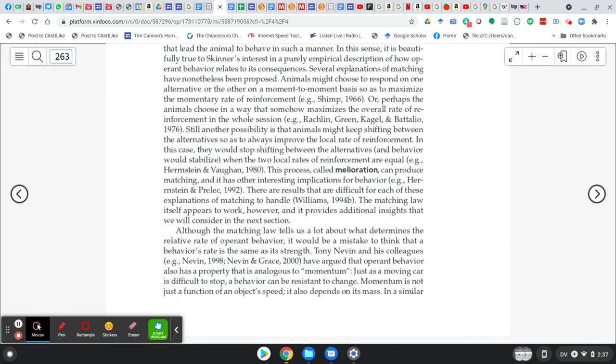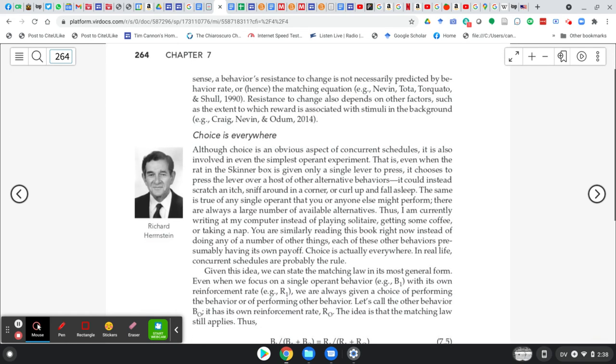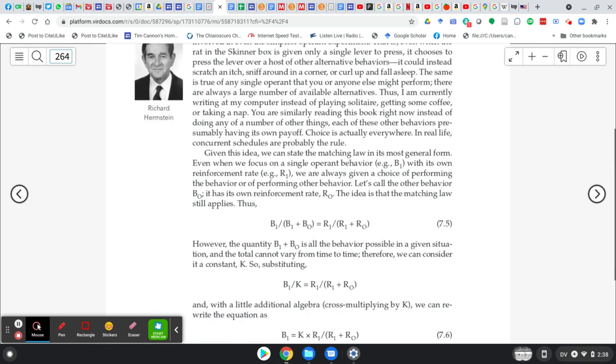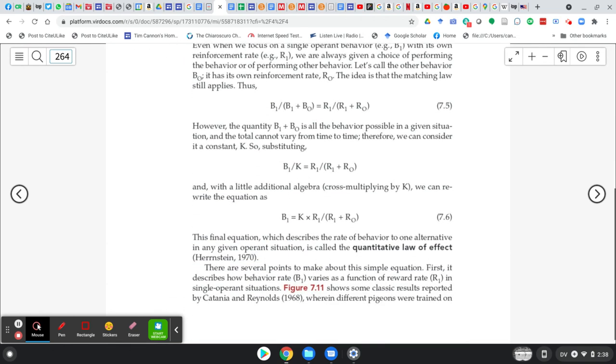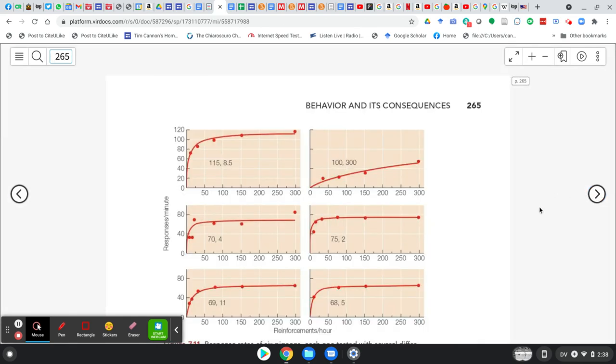It was fun. So humans do it, pigeons do it, and value of the reinforcements are important. And melioration, I think that term came up earlier in the chapter. It's a way of explaining how matching might occur. There's Herrnstein. He looks nice. Never met him. Choices everywhere. You can do this. You can do something else. And there's the quantitative law of effect, Herrnstein, 1970, and deals with reward rates. And there's Kataria again. Some very famous names here.